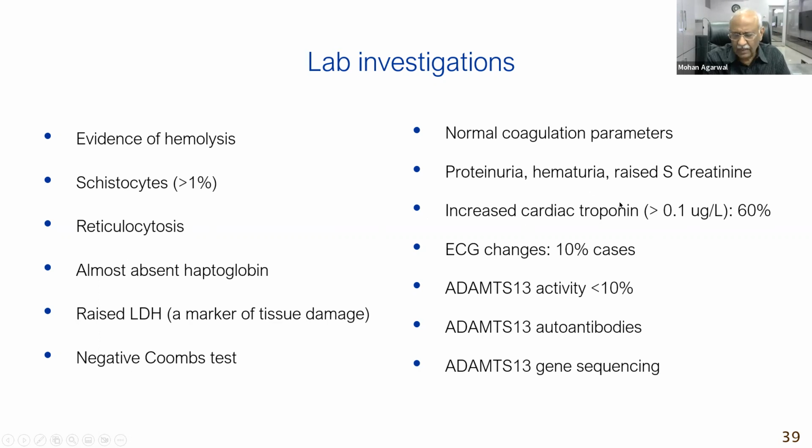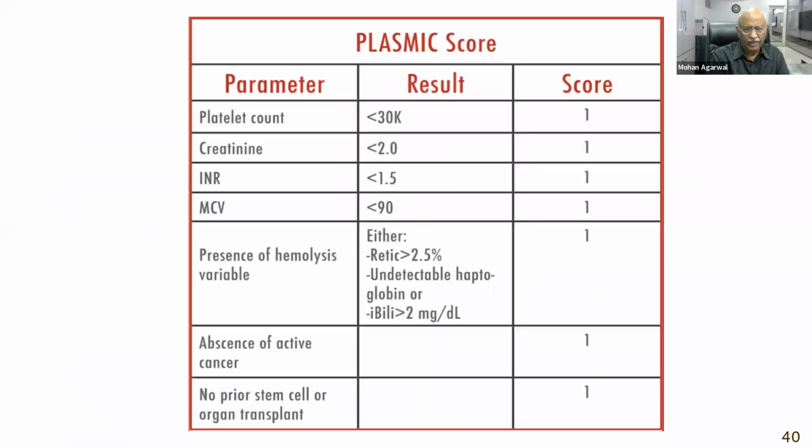The damage to the kidney is in the form of proteinuria, hematuria, and a subtle rise in creatinine. Creatinine usually does not go beyond 2. The cardiac troponin may be high, ECG changes in 10%, and then the specific test, ADAMTS13 activity less than 10%, and then its cause, either autoantibody or the gene sequencing to show you a genetic mutation. So this is a complete summary of investigations that you should do.